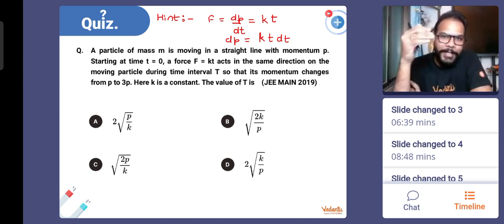For people who have doubts in the previous question, please note them down. This is our second last question. After this, we'll open to the doubts only. The question says it's a JEE 2019 question.